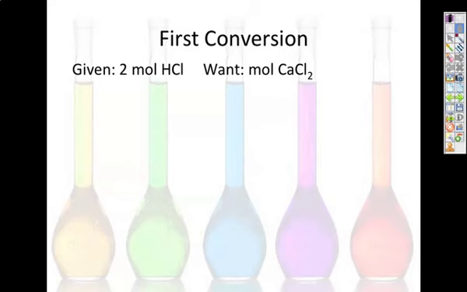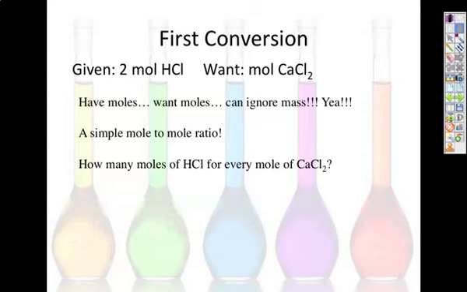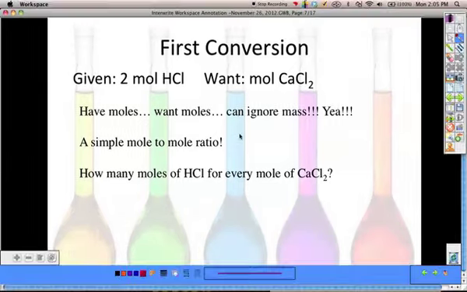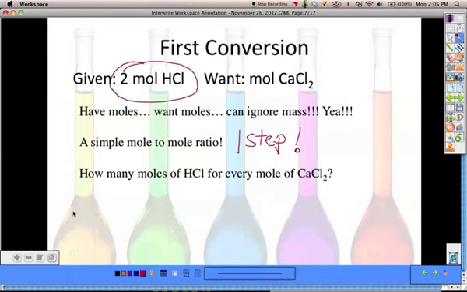Do I have mass in either the HCl or the CaCl2? No. So, lucky for us, we have moles, we want moles, we can ignore mass altogether. I don't need to look at the periodic table for this one. It's going to just be a 1-step mole-mole ratio. So I start out with my given, 2 moles of HCl. I'll write that out first, 2 moles of HCl. And I set up my 1 fraction that I need for this one.